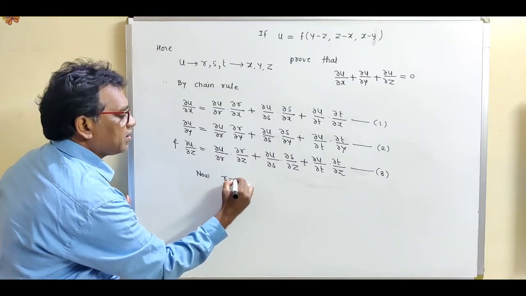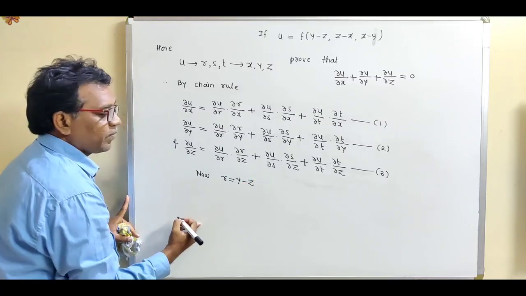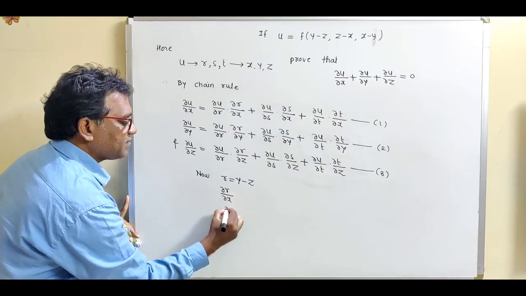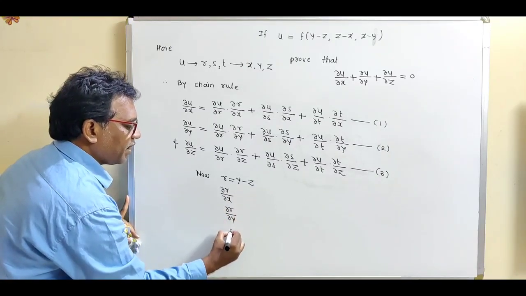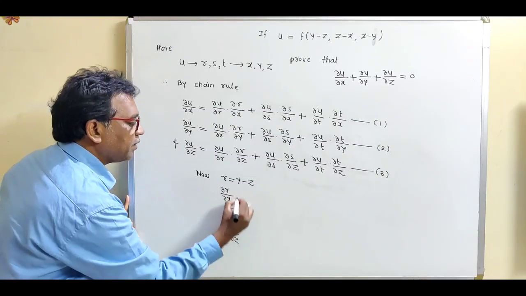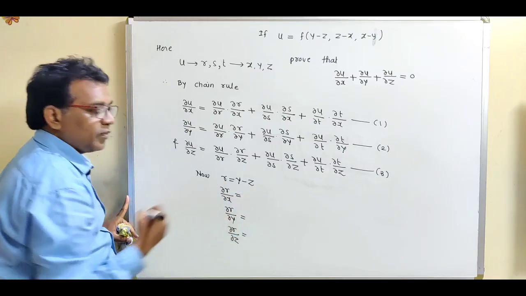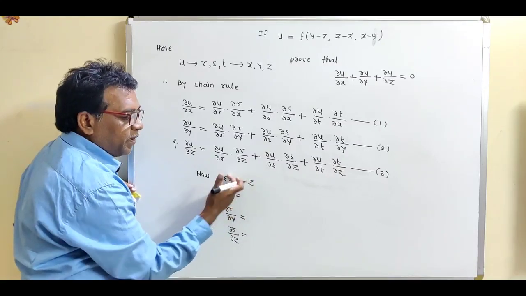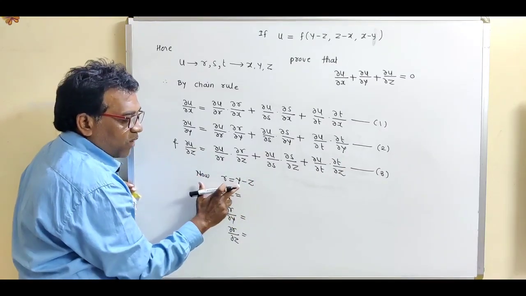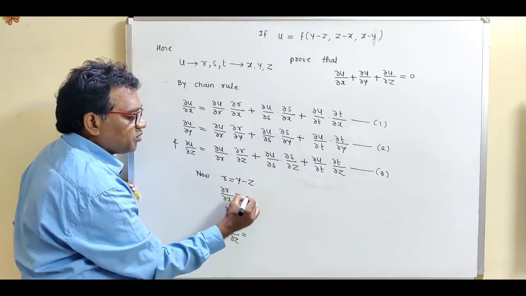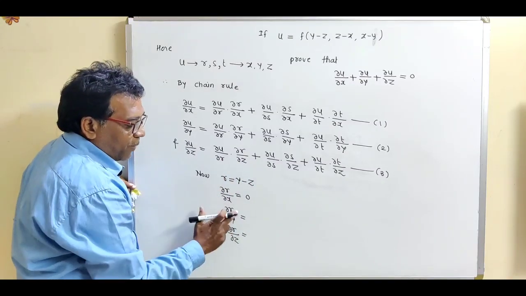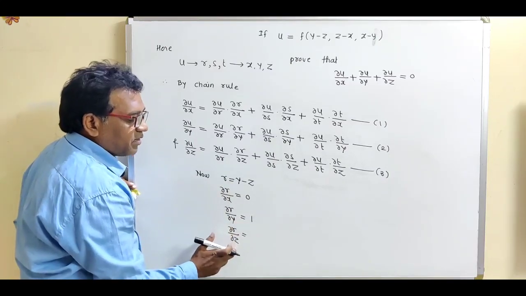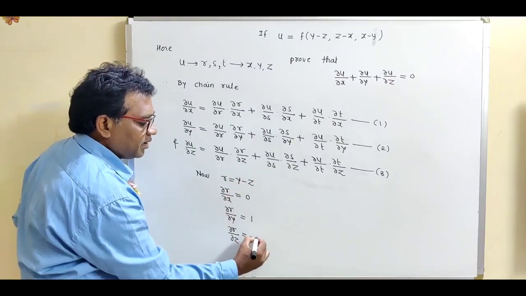The value of r is y minus z. So find out the partial derivatives ∂r/∂x, ∂r/∂y and ∂r/∂z. Partial derivative with respect to x means keeping y, z constant. So y is a constant term, z is a constant term, so the derivative will be 0. With respect to y, the derivative of y is 1. With respect to z, the derivative of minus z is minus 1.